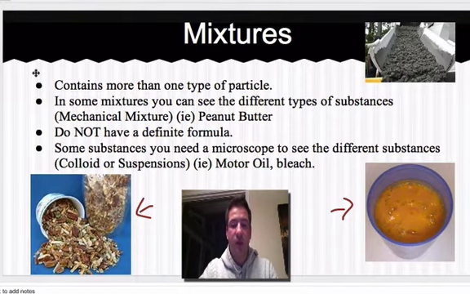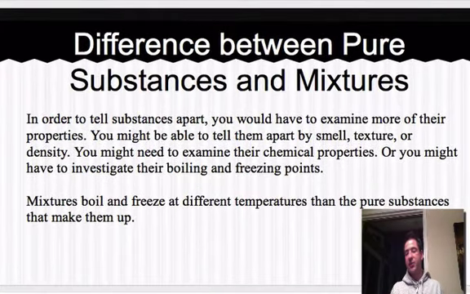Moving on, what is the difference between a pure substance and a mixture? We know that pure substances have only one type of substance, and mixtures have more than one. But in order to tell substances apart, you would have to examine more of the properties than just the few basics we've talked about. You might be able to tell them apart by their smell, their texture, their density. You might need to examine their chemical properties, or investigate their boiling points and freezing points. All these properties lead into the next screencast, which is going to be chemical and physical properties, so you can identify the two differences.